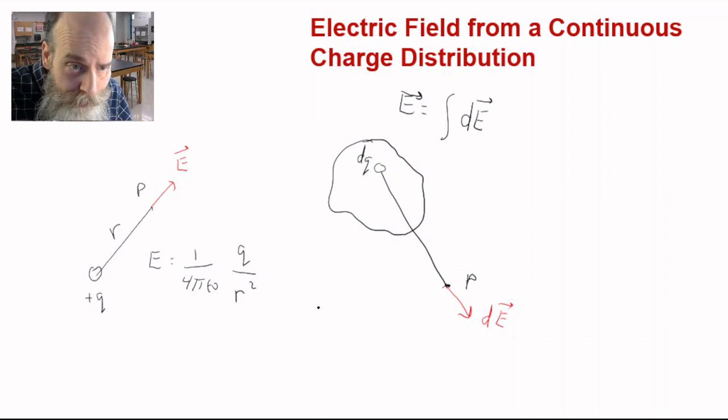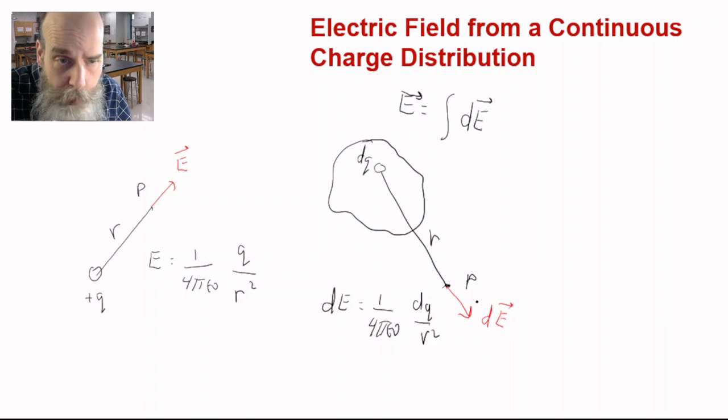And the dE has a magnitude of 1 over 4 pi epsilon 0 dq over r squared, where r is the distance from dq to the point P where we want the electric field. And the direction of dE is in the direction of the unit vector r hat, a vector of magnitude 1 which points along the line between dq and the point P.